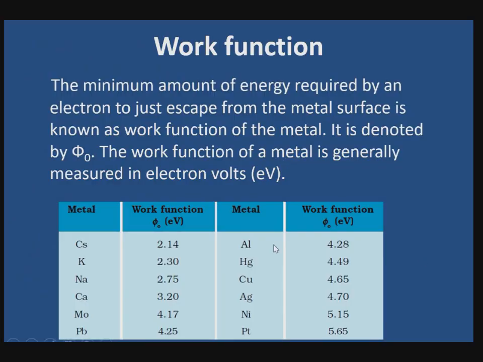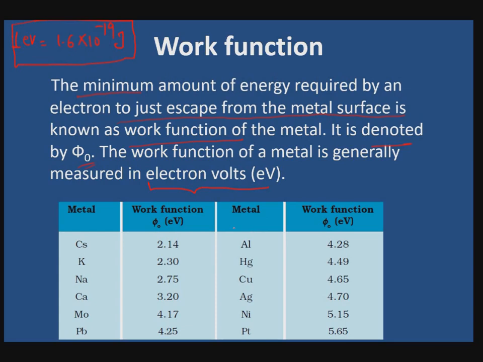So work function, as I've just told you, is the minimum amount of energy required by an electron to just escape from the metal surface. It is called a work function. इसका जो symbol है, normally हम use करते हैं phi naught से. Phi naught is the symbol used for this, and it is expressed in another unit of energy called the electron volt. One electron volt is equal to 1.6 into 10 to the power minus 19 joule. So this is another unit of energy in terms of which we will express it.